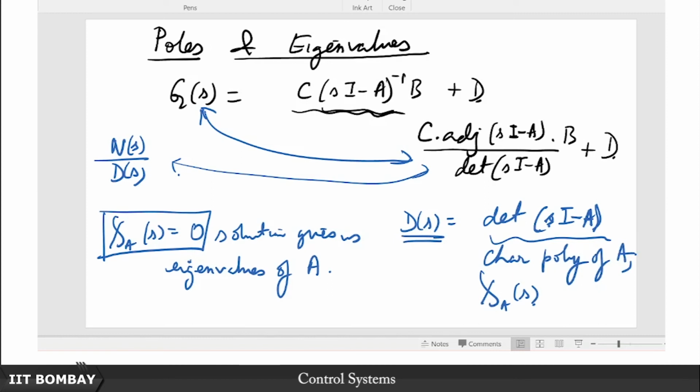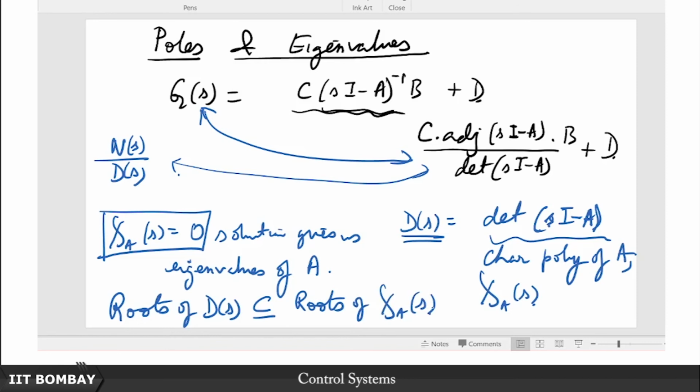And indeed, in most cases you will find that the roots of ds and the roots of chi A turn out to be the same. However, there are some special cases when that does not happen. So in general, we will make this claim that the roots of ds are a subset of the roots of chi A. And why should it be so? Why shouldn't they be one and the same?